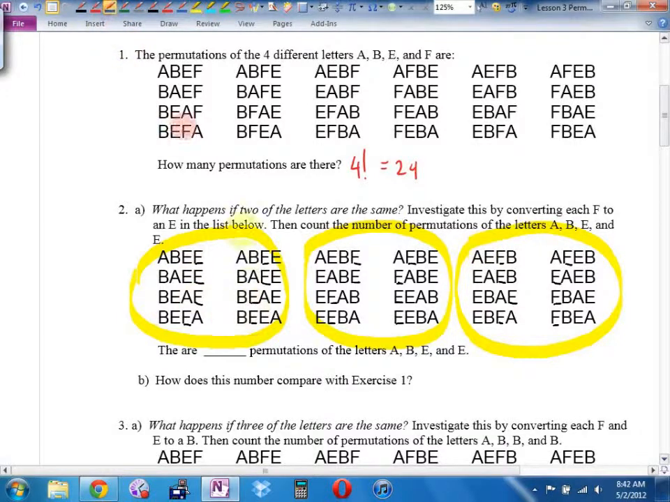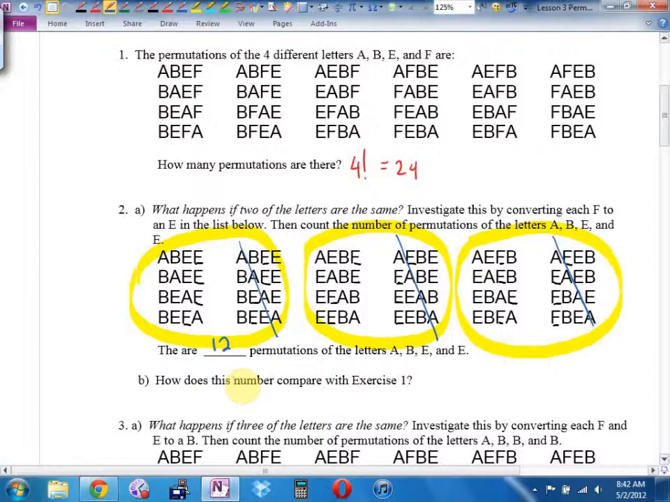I'll say, you know what, I'll just ignore it. This one appears twice, I'll ignore that one. This one appears twice, I'll ignore that one. You know how many different permutations there are? 1, 2, 3, 4, 5, 6, 7, 8, 9, 10, 11, 12. Yeah? 12.